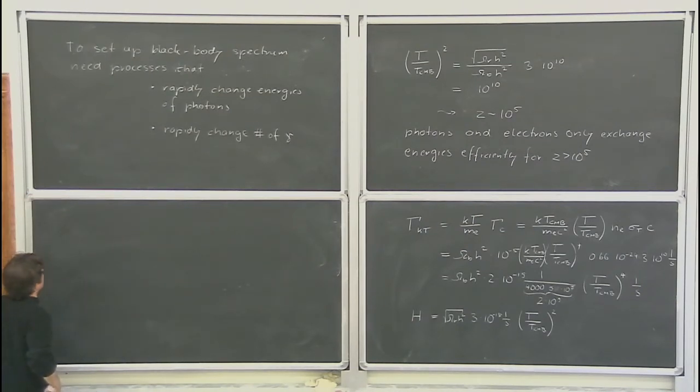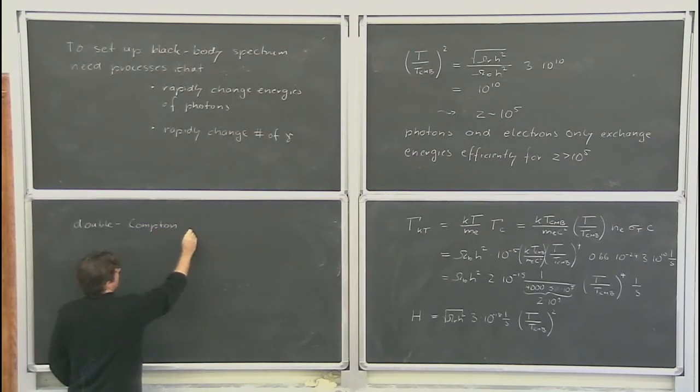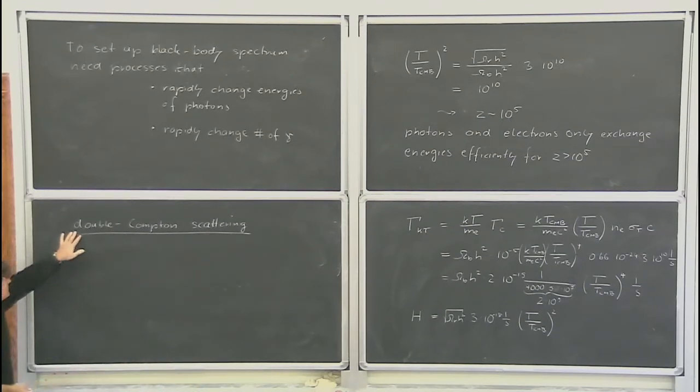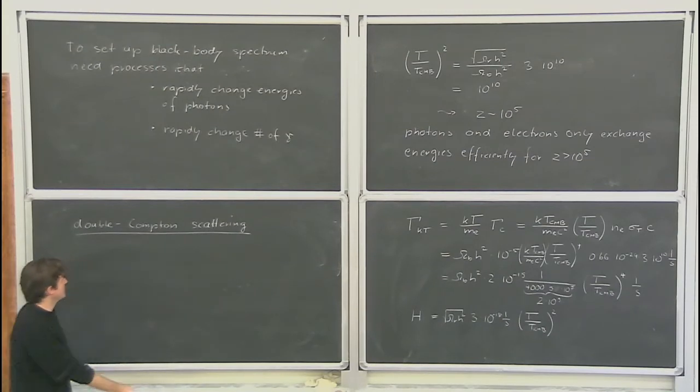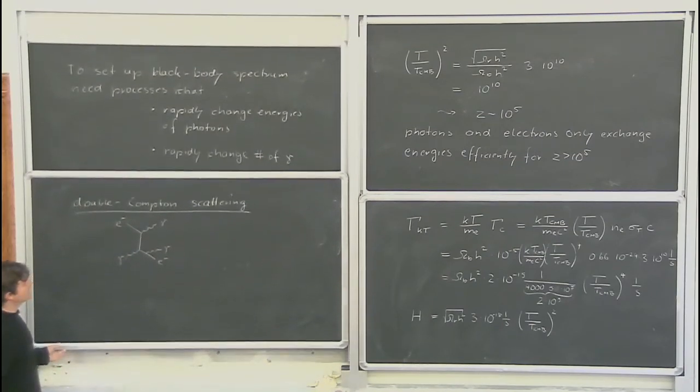And here, what we can estimate is, let's look at double Compton scattering. This is basically the same calculation for both of them, but let's look at double Compton scattering. And we'll try to do the same estimate as we did here. So the question is, when is the rate for double Compton scattering comparable to the expansion rate of the universe? So for that, let's draw the diagram in this way. And then let's say you're emitting an additional photon here. So this is our process.